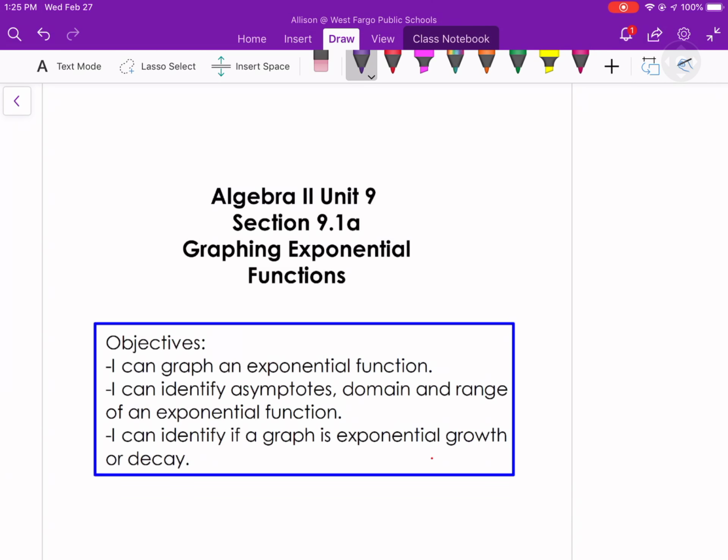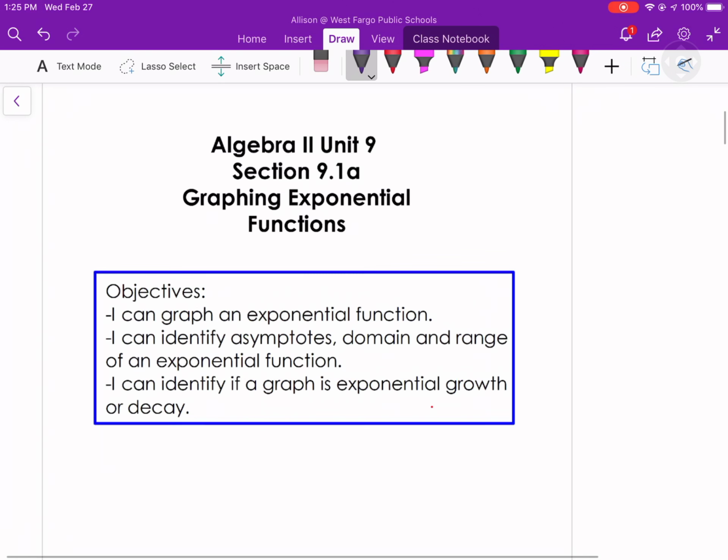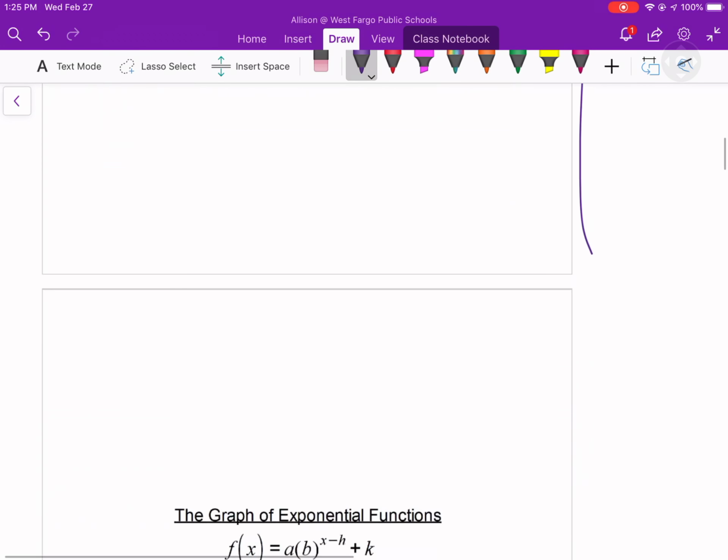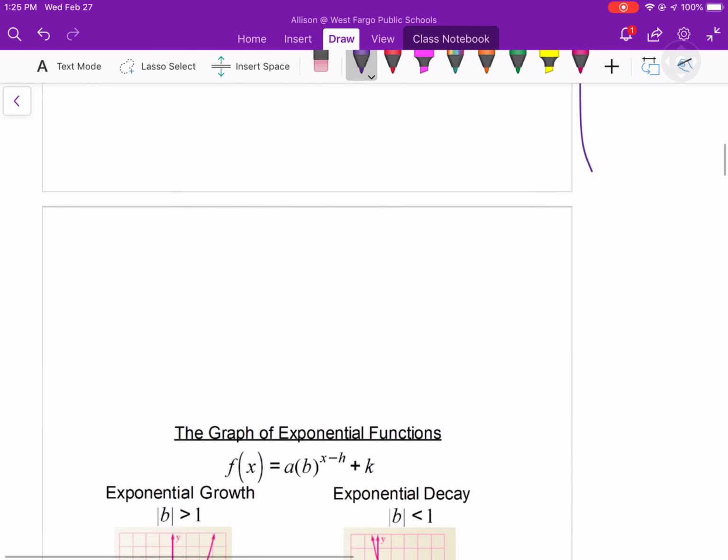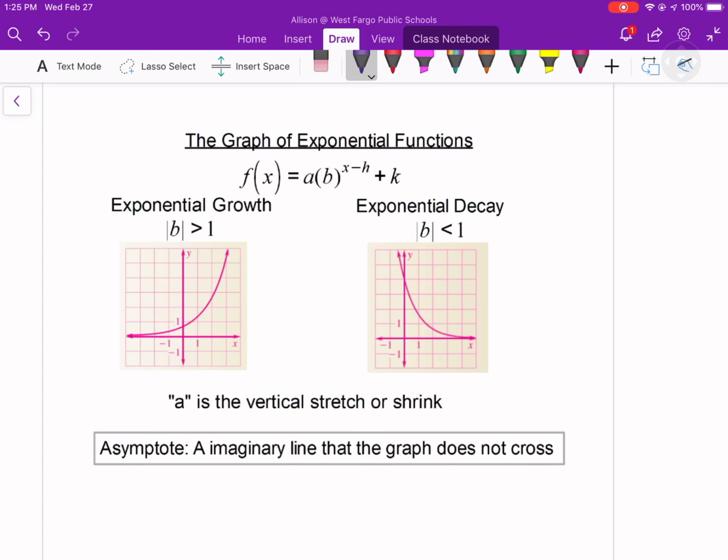9.1a, graphing exponential functions. So we're going to look at exponential functions, domain and range, and asymptotes. We touched on exponential functions a little bit in Algebra 1, but we have two types of exponential functions. We have exponential growth or exponential decay.